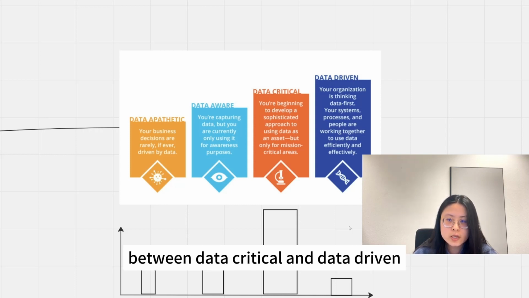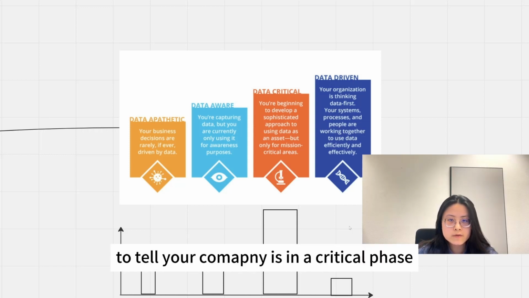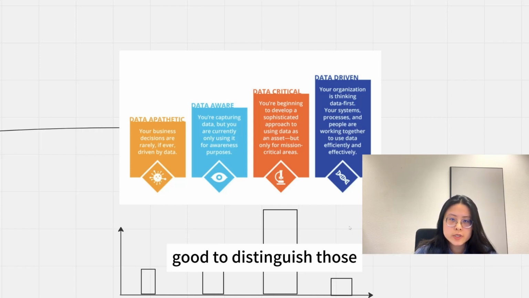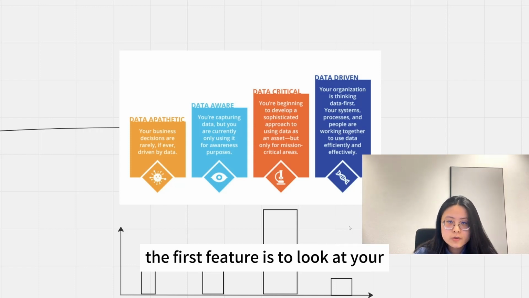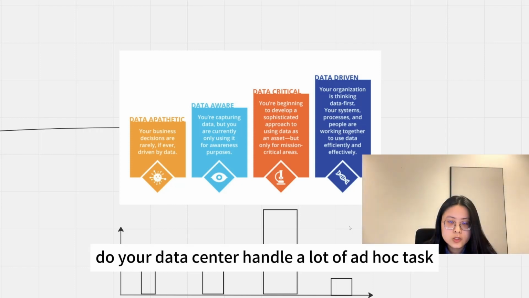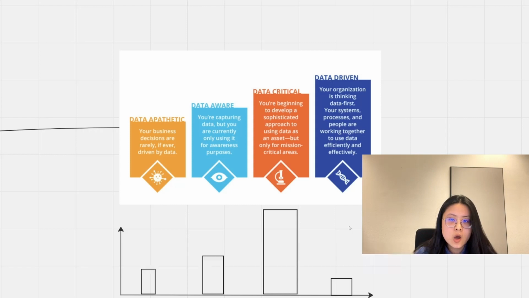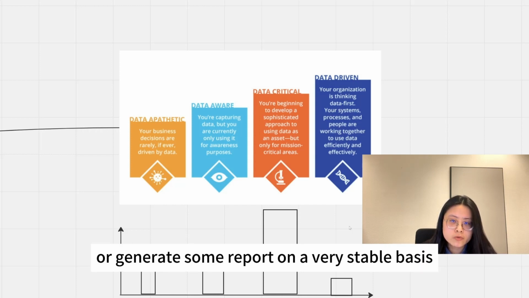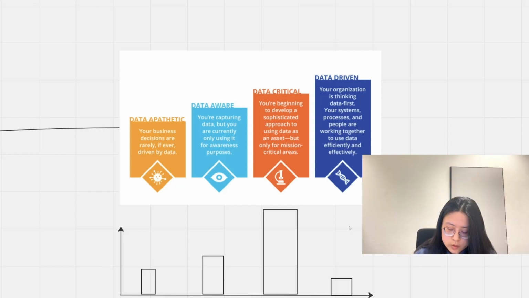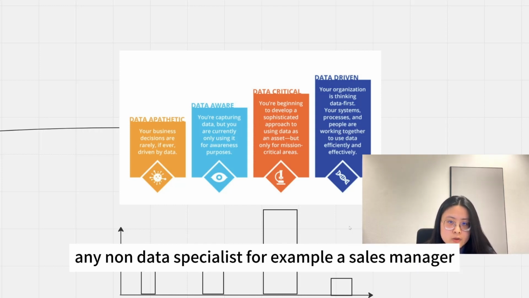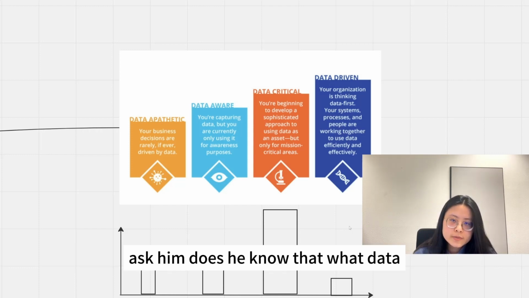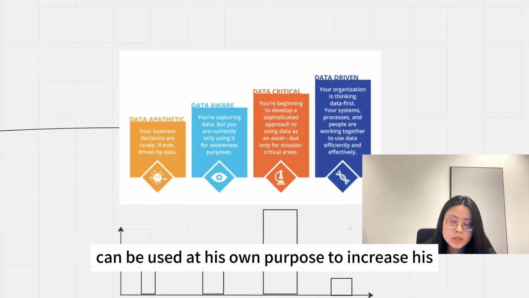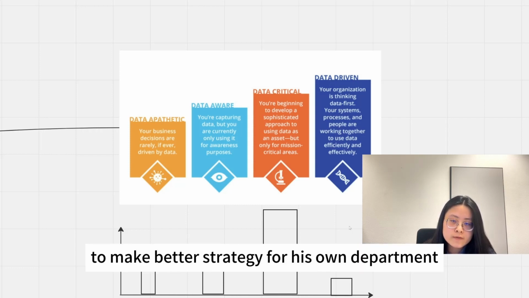So what is the difference between data critical and data driven? To tell whether a company is in the data critical phase or in the data driven phase, there are 2 features that I found very good to distinguish them. The first feature is to look at the daily work routine of the data center. Does your data center handle lots of ad hoc tasks, or does your data center have a routine? Basically, they refresh some data or generate some reports on a very stable basis. And the second feature is to ask any non-data specialist, for example, a sales manager. Ask him, does he know what data is generated by the sales department and what data can be used for his own purpose to increase his performance, to make a better strategy for his own department?